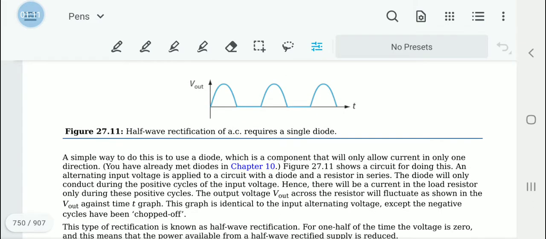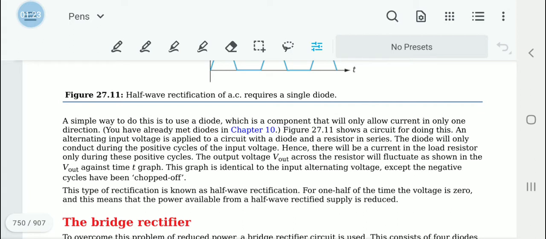So you know what a diode is. A diode allows current to pass through only in one direction. So here the diode eliminates current in one particular direction. Then the diode will conduct only during the positive cycles of the voltage. So there is a current in the load resistor only during positive cycles.